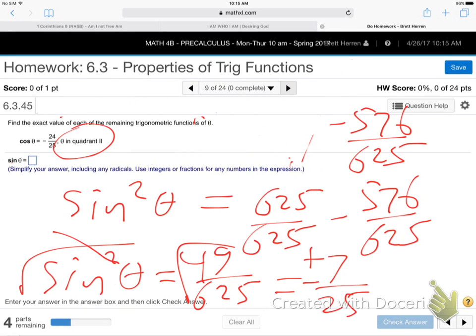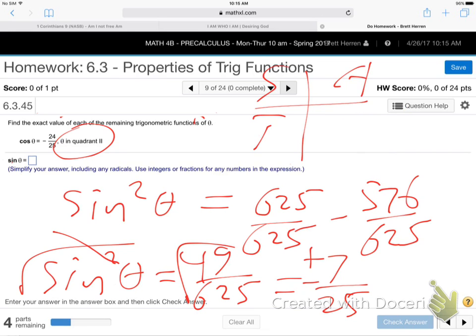So coming up here, we're in quadrant 2. All Students Take Calculus tells you which ones are positive where. So sine is positive in the second quadrant. We're in the second quadrant, so sine's positive. So it's actually positive 7/25 for the sine. Does that make sense?